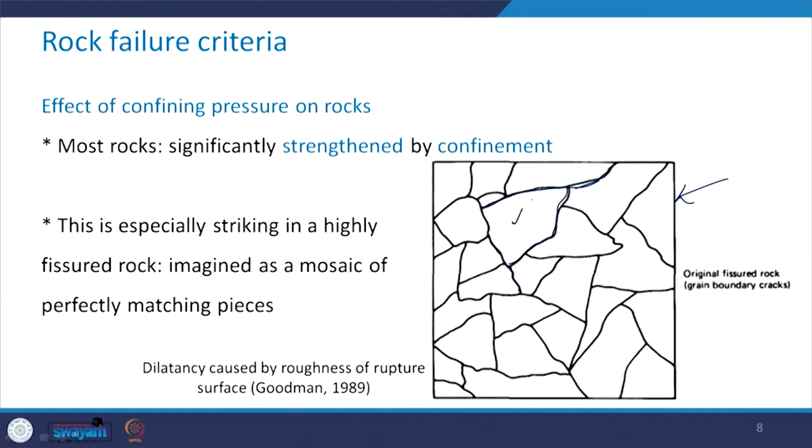So, let us say this is one piece, this is another piece. It is matching with this other piece in a very nice manner. Now, for this fissured rock to deform, what should happen? There should be the application or exertion of energy in order to have the movement along any fracture plane.